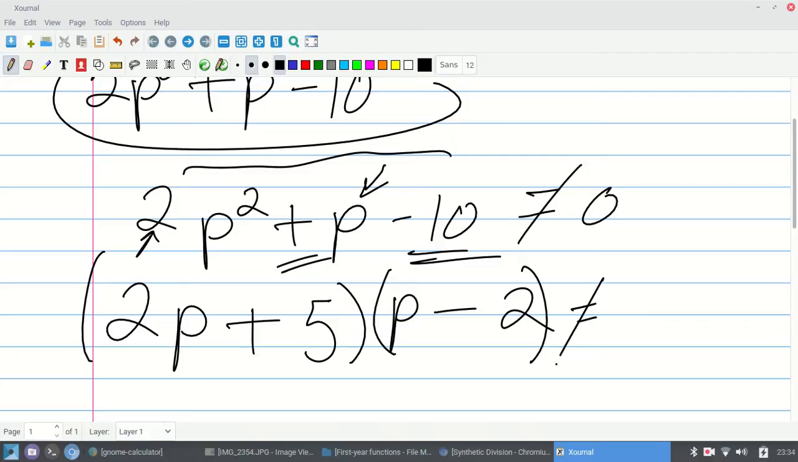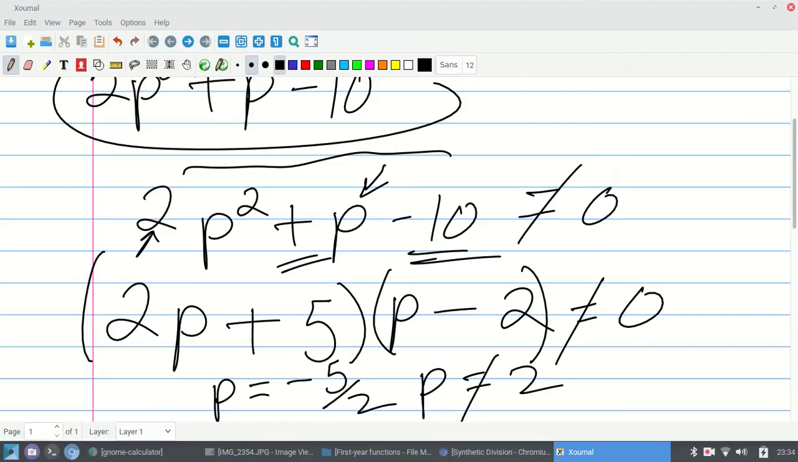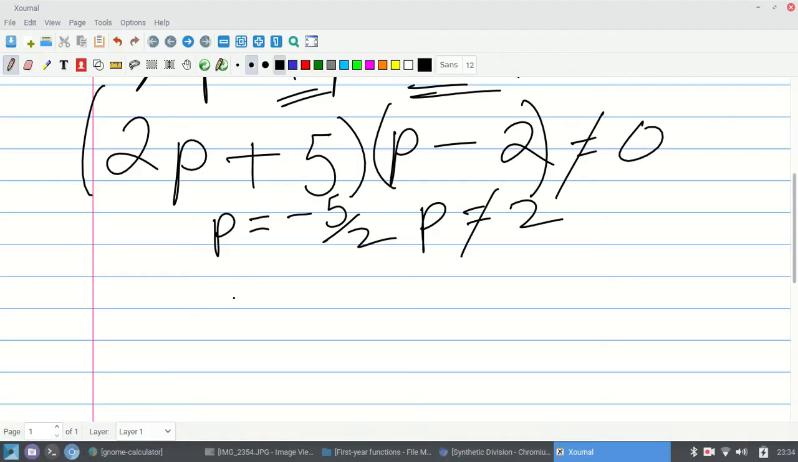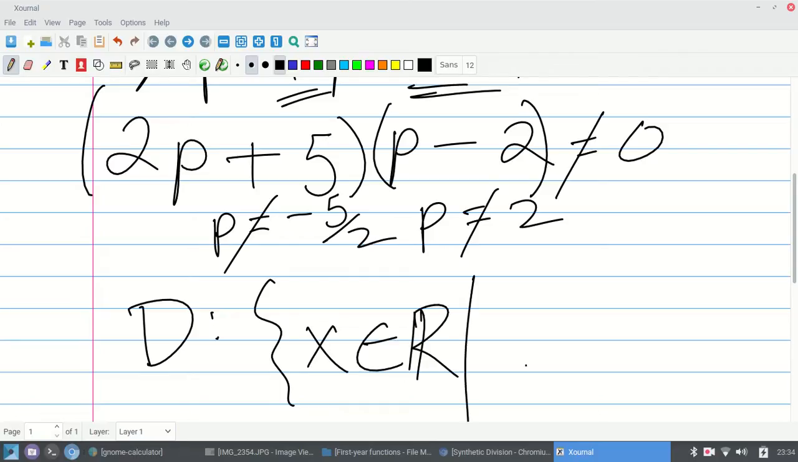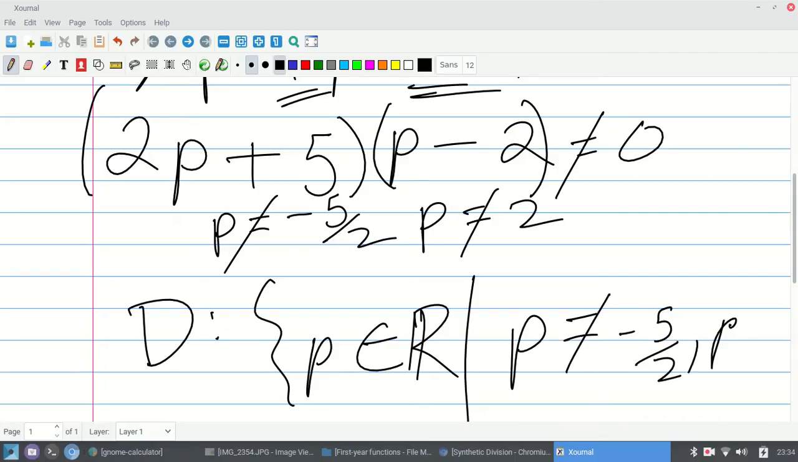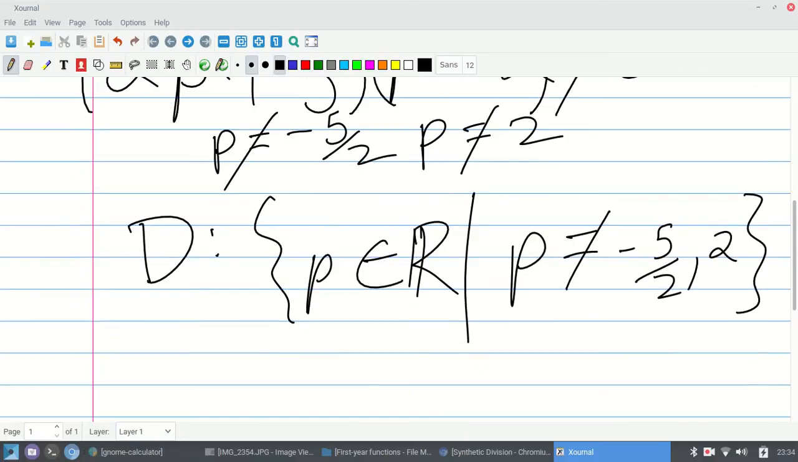So that means that there's no way that p can be 2 and there's no way that p can be negative 5 over 2. So these are both not allowed. So the domain would be p belonging to real numbers such that p does not equal negative 5 halves or 2. Okay? And that is it.